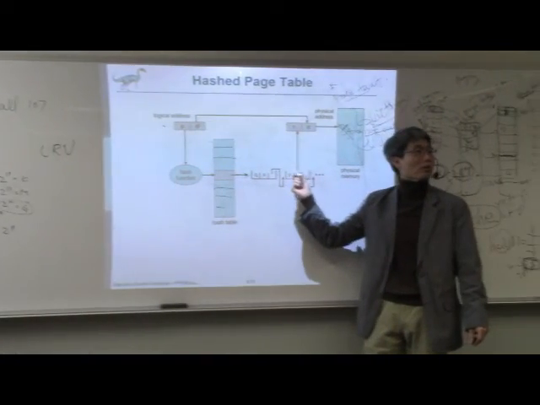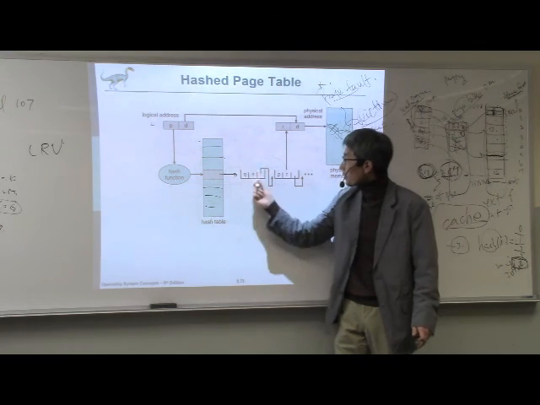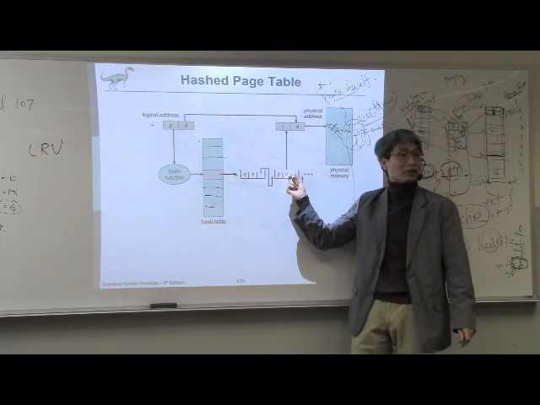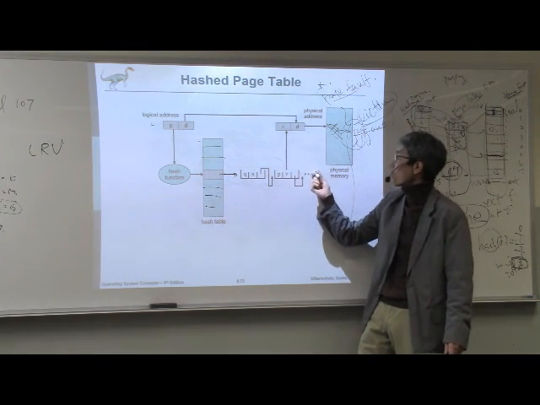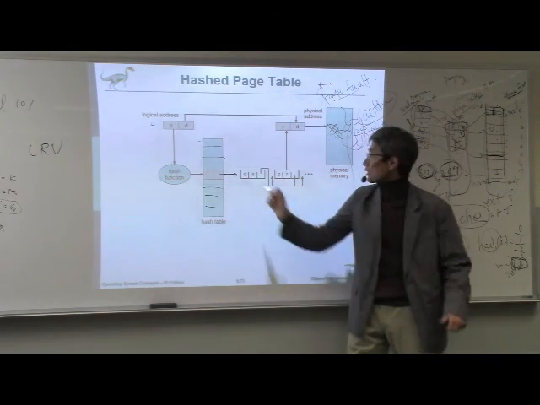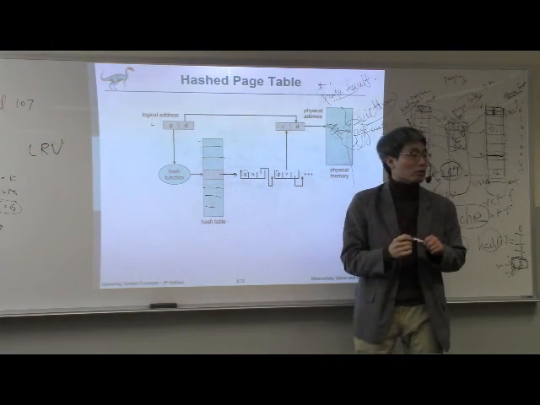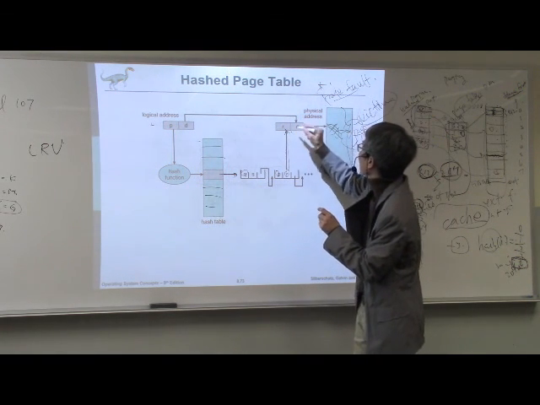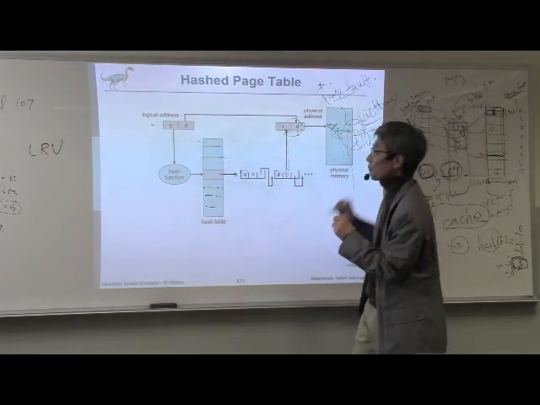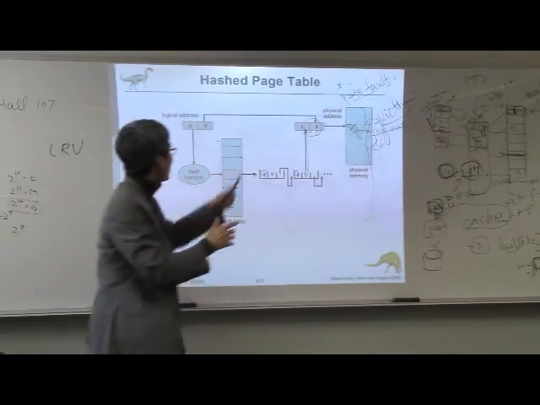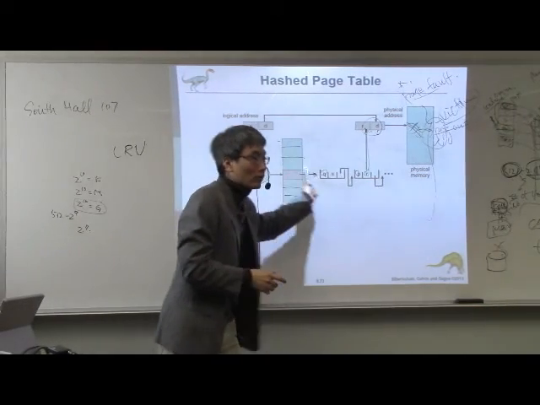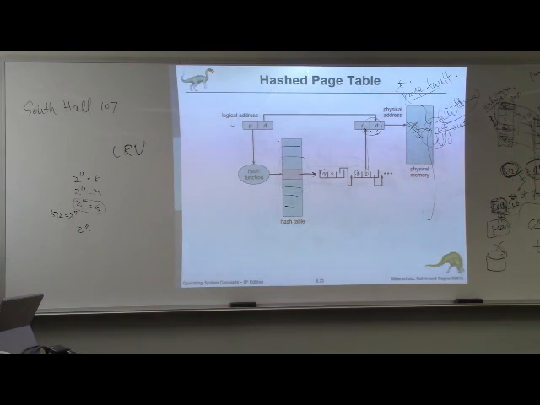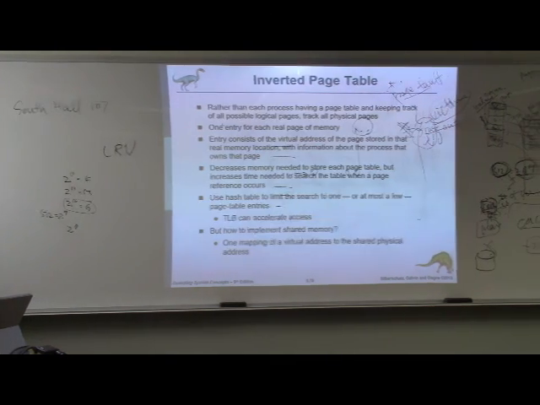It's a linked list. We can make a linked list of the pages with the same hash value. Then we can search next until we find the logical page number. Then if you find this one, finally calculate the physical address. We don't have to do a linear search, we don't have to do a tree search. So this is using the hash table.